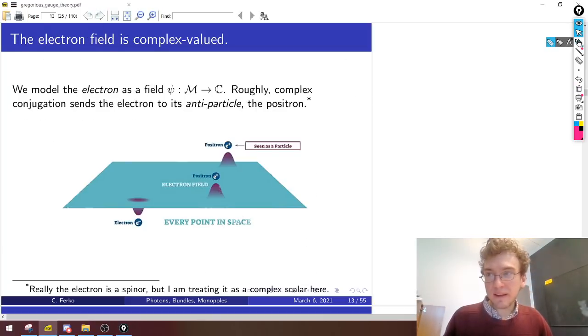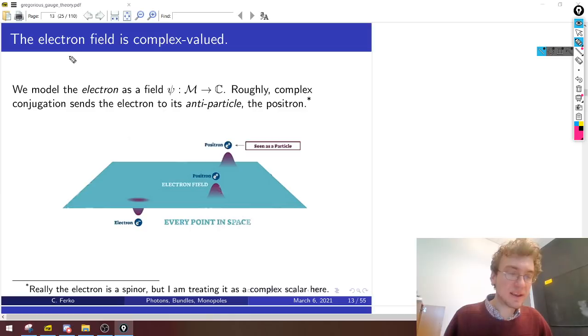Okay, but in physics, it turns out that the electron, which is something we'd like to understand for physical reasons, is better modeled as a complex value field. So the model of the electron I want to use is just a function, psi, which takes in a point of spacetime and spits out a complex number. And you might ask, why does it need to be a complex number?